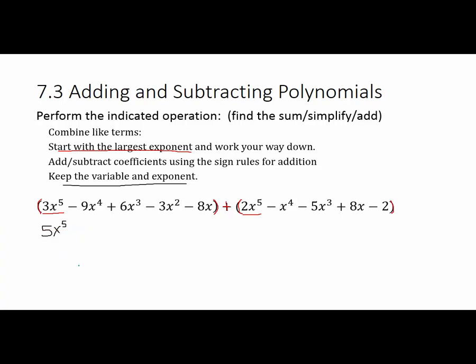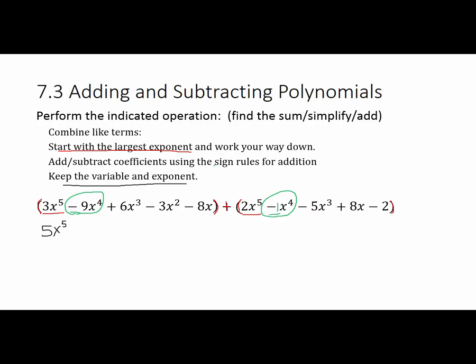Take a deep breath and move on to the next one. Don't look at this as one big problem. Just look at it as a bunch of little problems. So I'm done with my x to the 5ths. I move on to the exponent of 4. And indeed I see a couple of them. There's a negative 9x to the 4th and a negative x to the 4th. Well, wait a second. That doesn't have a coefficient. But you guys know this trick. If there's no coefficient, you just put a 1, right? So it's a negative 9 and negative 1.